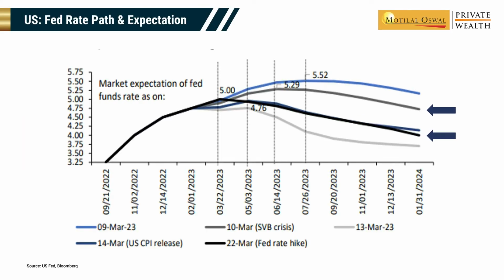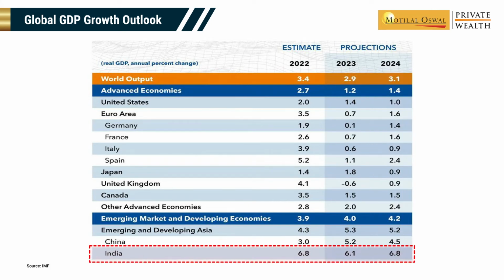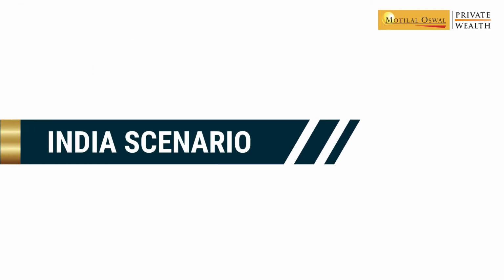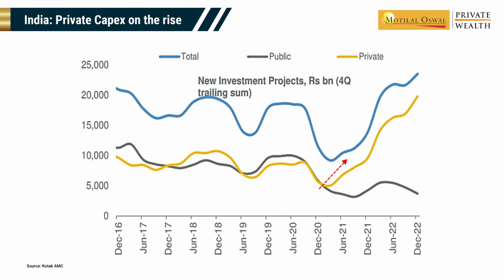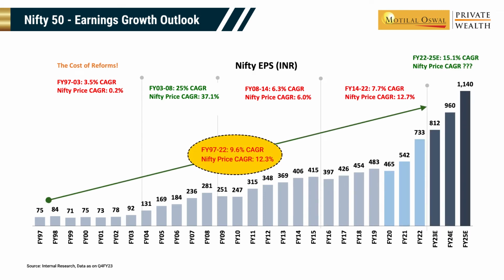The market expectations for the peak Fed funds rate have been revised downwards by 75 bps, after the Silicon Valley Bank event. When we look at the global GDP growth outlook, India is expected to be the fastest growing major economy in the coming year. Domestic private capex is on the rise, driven primarily by PLI. The equity market's earnings have seen healthy earnings growth for the last few years, which is expected to continue.